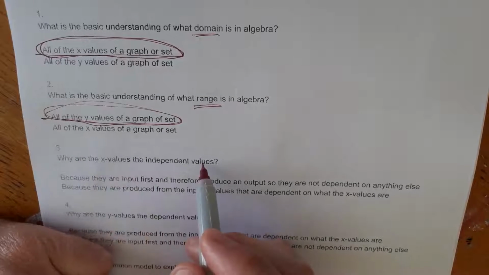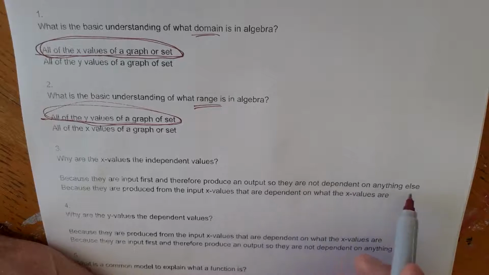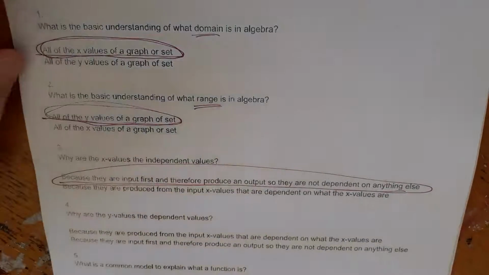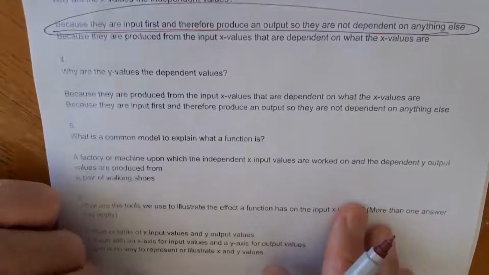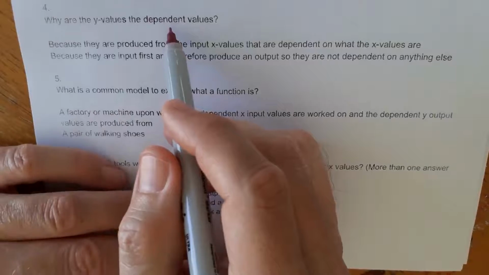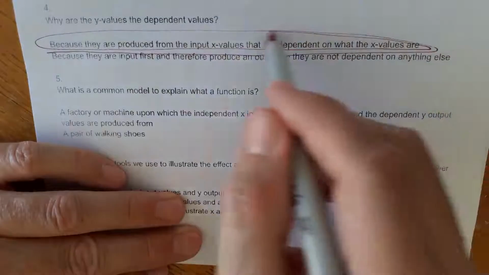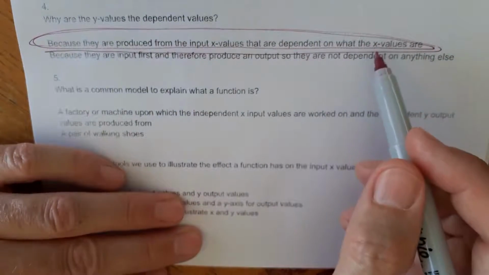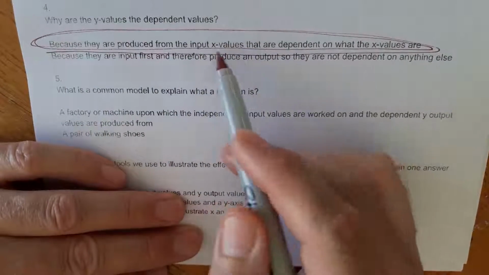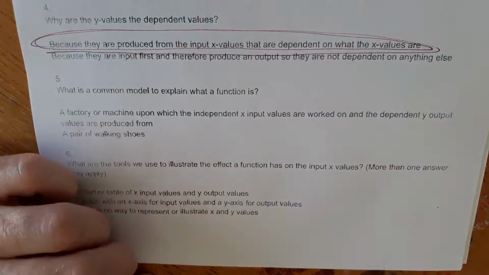Why are the x values independent? Because they are input first and therefore produce an output, so they are not dependent on anything else. So the x values are independent because we select them. We just choose whatever we want. Nothing determines what we select for that. We can select what we want and put it in. So independent. Why are the y values dependent? Because once the function works on it, it's dependent on what happens in that function that spits out that output. That's why it's dependent, because they are produced from the input x values and are dependent on what the x values are. All right.